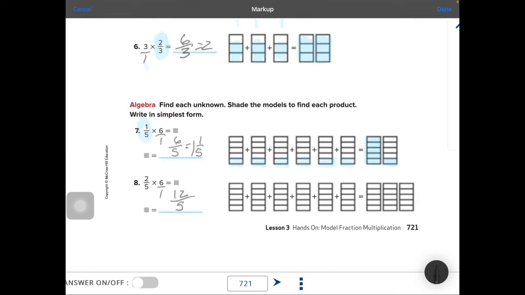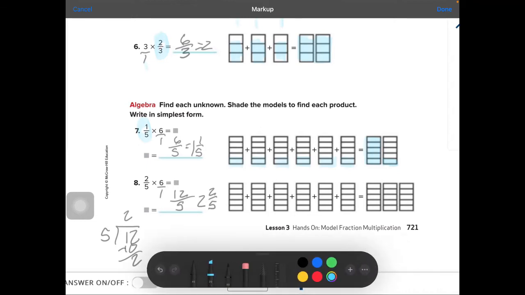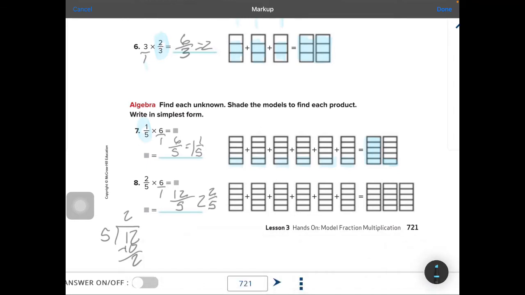Okay, let's work this one out. 2 times 6 is 12. 5 times 1 is 5. Now that's top heavy, so we need to simplify it so it can look like this. I like to do it in my head. 5 will go into 12 at least twice, and there's going to be 2 left over. 2 left over. So that would be 2/5.